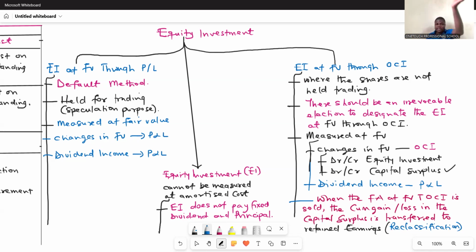Realized. So you now take it to what? To retained earnings account. So you take note. The only time shares are recognized at fair value through OCI is one, if it is not held for trading, and two, there should be an irrevocable election to designate the shares at fair value through what? OCI. Very, very important to me.